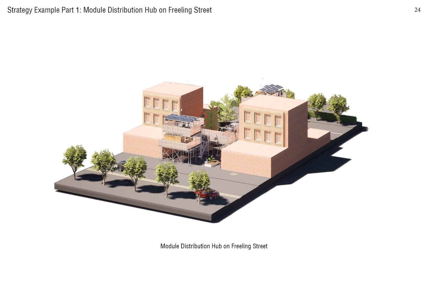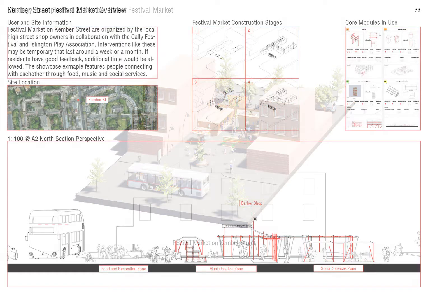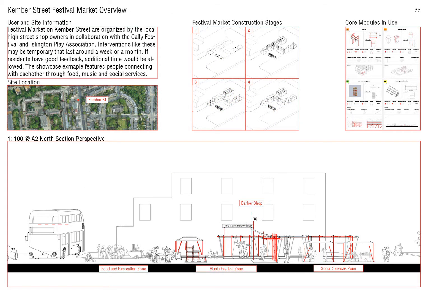Now I'll explain 2 more examples that's showcased in this strategy. The second example is the Kimber Street Festival Market. Here is the festival market overview. The user example would be the high street shop owners. They'll be collaborating with Cali Festival Organization and Islington Play Association. The intervention like these may be temporary, that lasts around a week or a month. If residents have good feedback, additional time would be allowed.